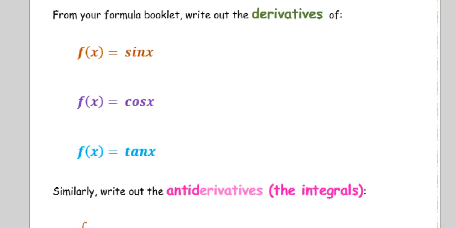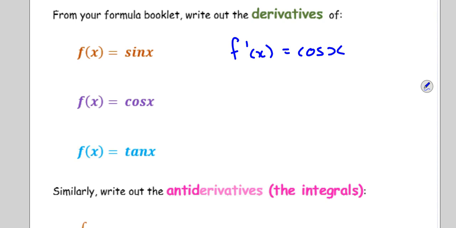From your formula booklet, earlier on in your notes booklet at the beginning of the circular functions, I posted the formula for this. What does it tell you that the derivative of sine x is? So if f(x) is sine of x, what is f dash x? Cos x. Yep, it's just cos x. It's in the formula booklet, so that's nice to know. The derivative of sine x is cos x. You don't need to know why, you just need to know that that's the case and you use it.